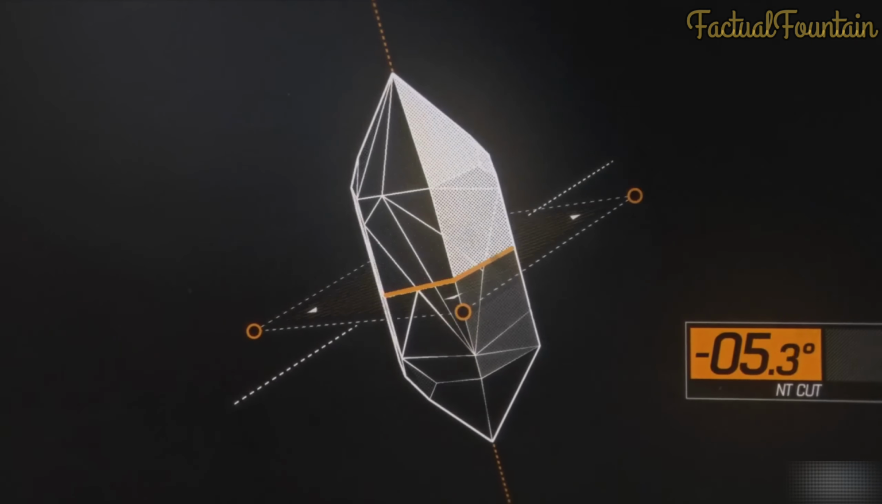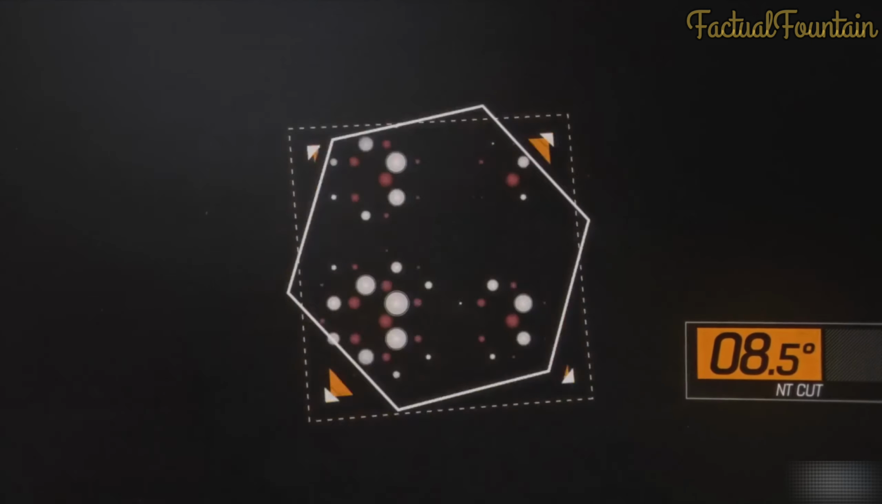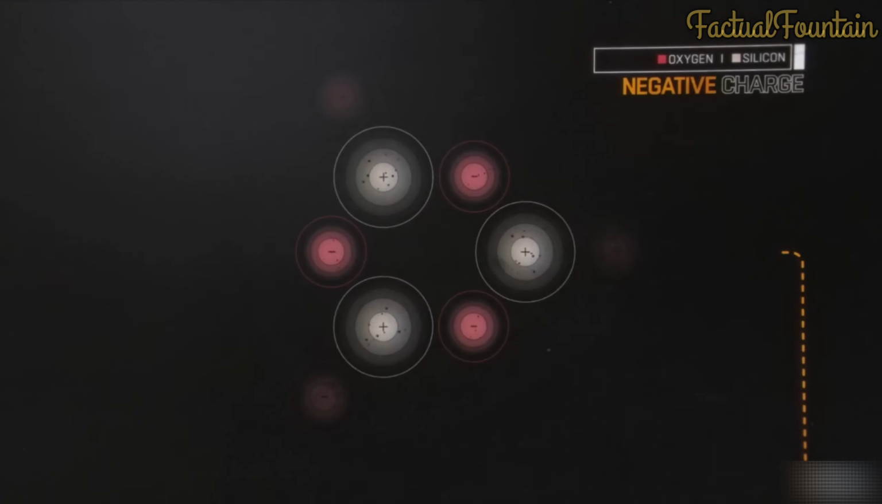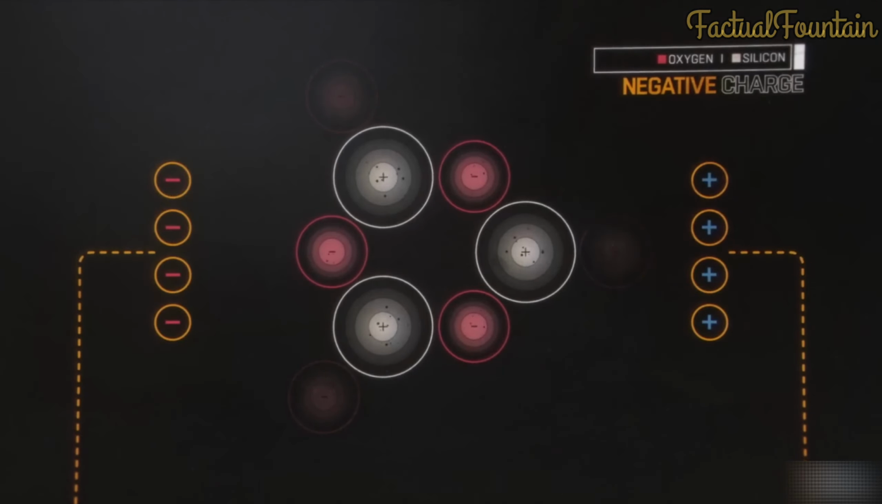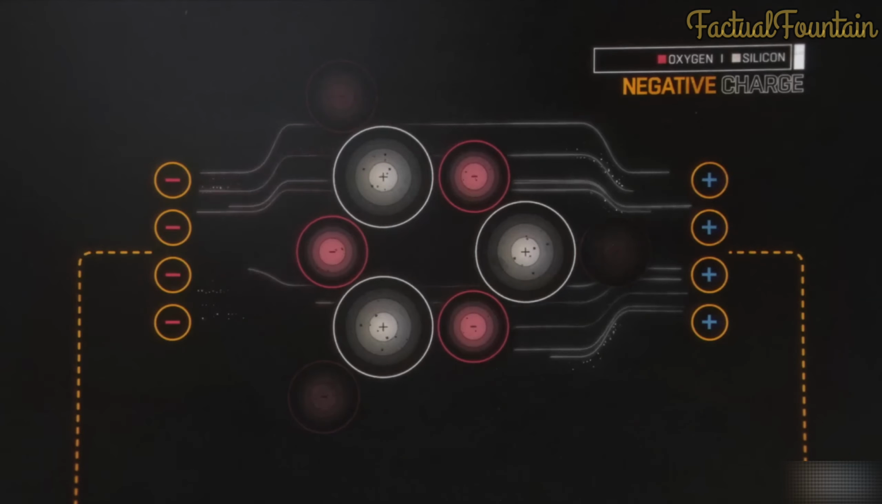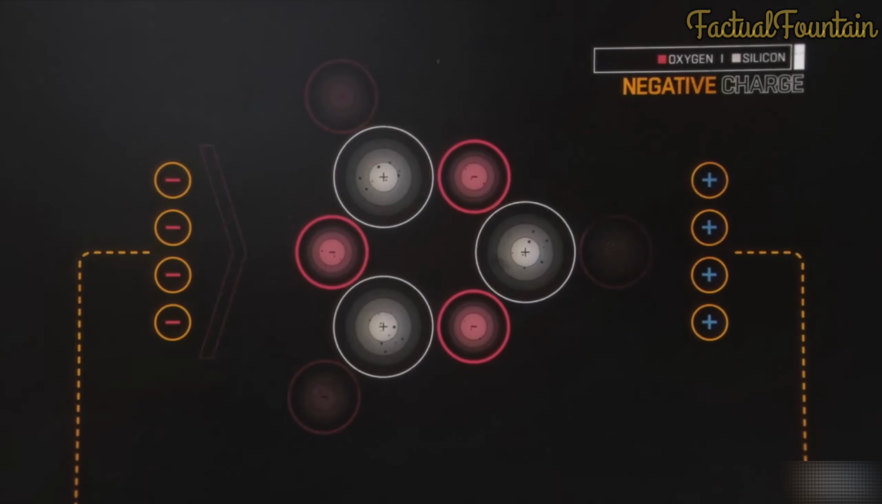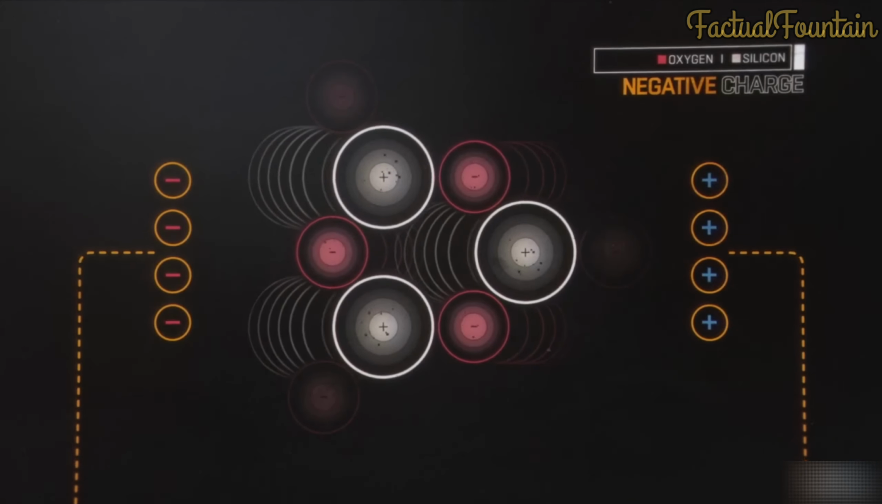When you cut a slice of quartz in a particular direction, you can see repeating sections of a crystal lattice with a hexagonal organization of oxygen and silicon. When a negative charge is applied to the printed wires, an electric field is directed to the crystal lattice, and the negatively charged oxygen atoms are pushed away, whereas the positively charged silicon is pulled towards the wire.